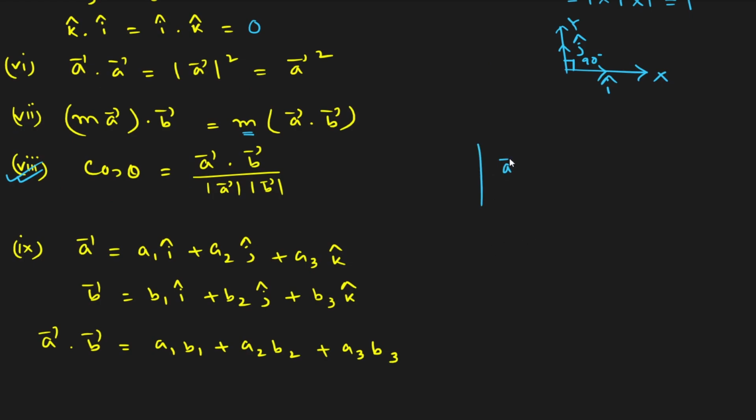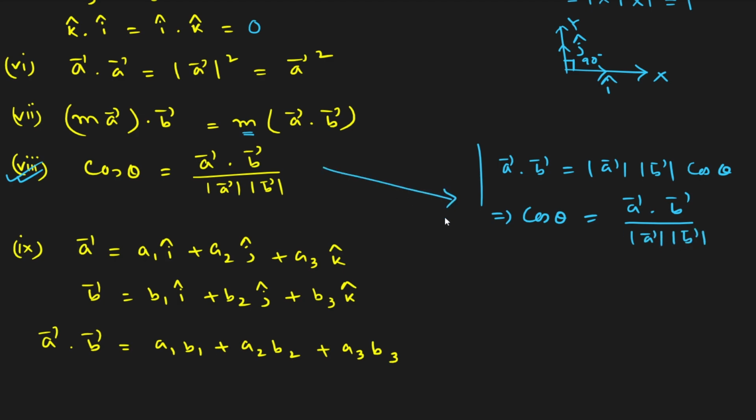So you already know what a bar dot b bar is. It is modulus a bar, modulus b bar, and then cos of theta. Right? So from here, cos theta will be a dot b divided by modulus a bar, then modulus b bar. So by using this formula, we can find the angle between two vectors. Or if you want to write it more precisely, you can write cos inverse of a dot b divided by modulus a bar and modulus b bar. This is how you'll find the angle between two vectors.